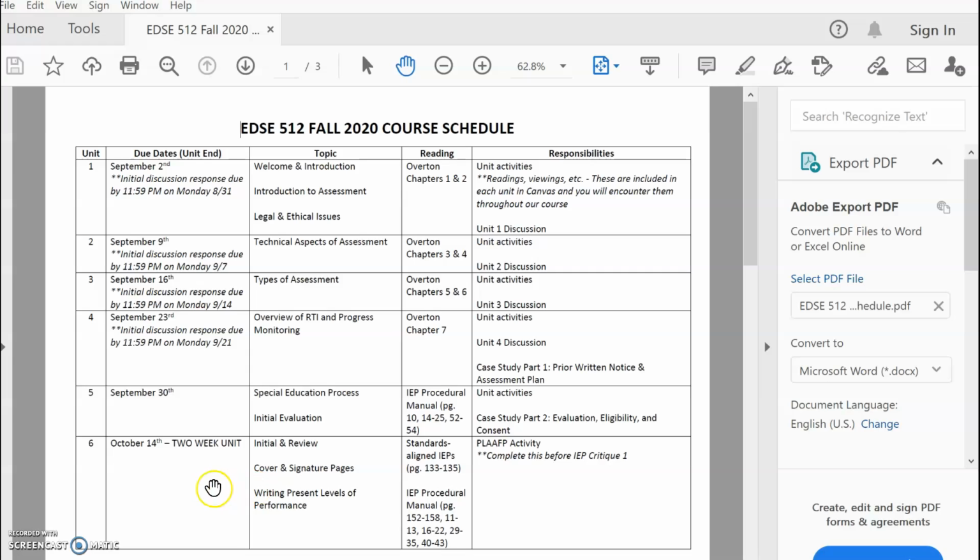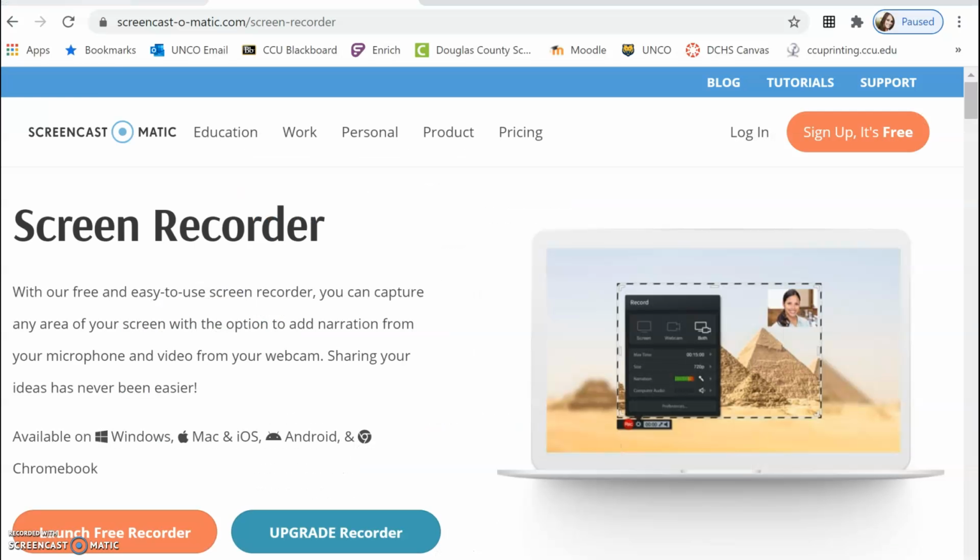So as you can see, we'll be talking about the special education process as well as evaluation. We talked about consent for evaluation in the previous unit, and that's part 1. But now we're going to be moving into the evaluation process itself. So your assigned reading will be out of the procedural manual, which is linked in Canvas. And there is not a discussion for this unit. Just really keep that focus on part 2 of the case study.